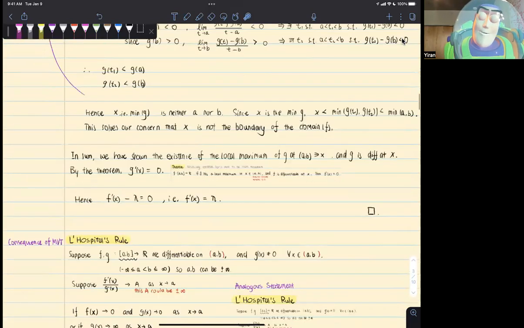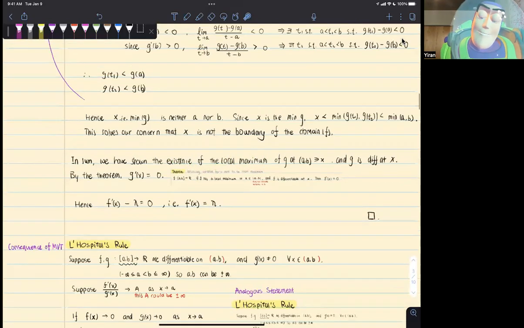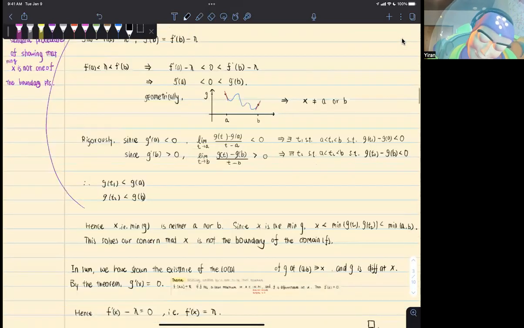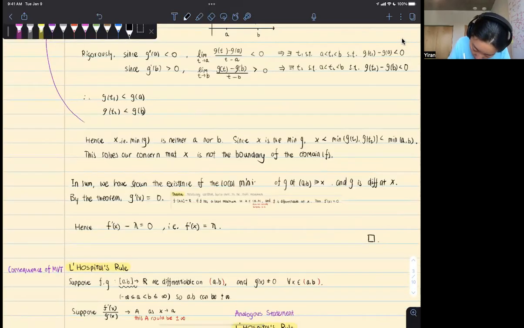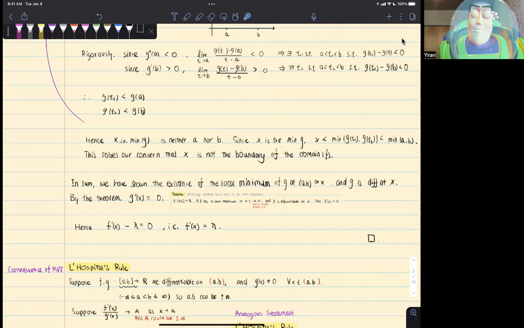Okay, so in sum, we have shown the existence of the local minimum of G, right? And G, we know, is differentiable, and therefore we can use this theorem. Actually, we use the analogous theorem for a local minimum, but it is still equal to 0. Therefore, we have G prime of X is equal to 0. And therefore, we're done, based on how we translated our problem statement in the beginning.